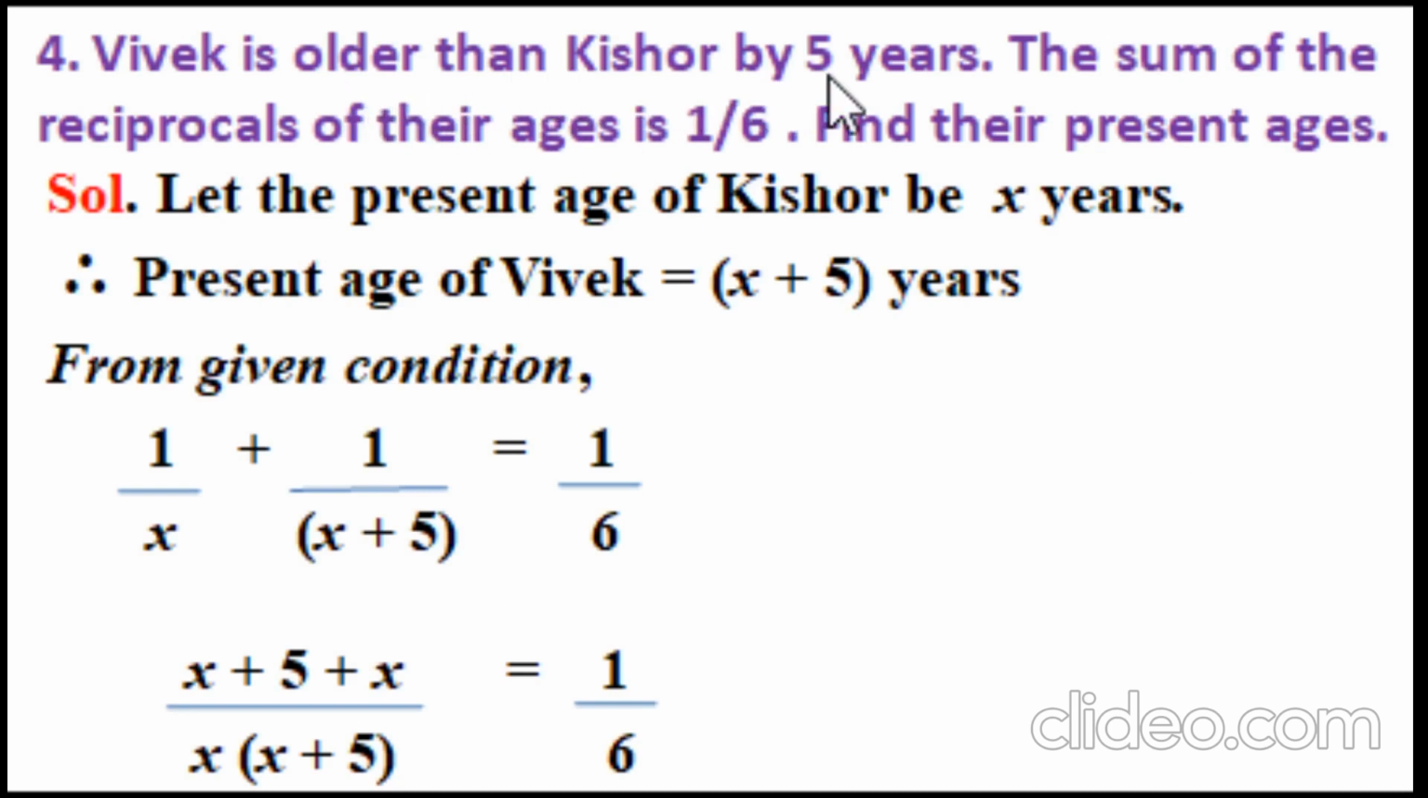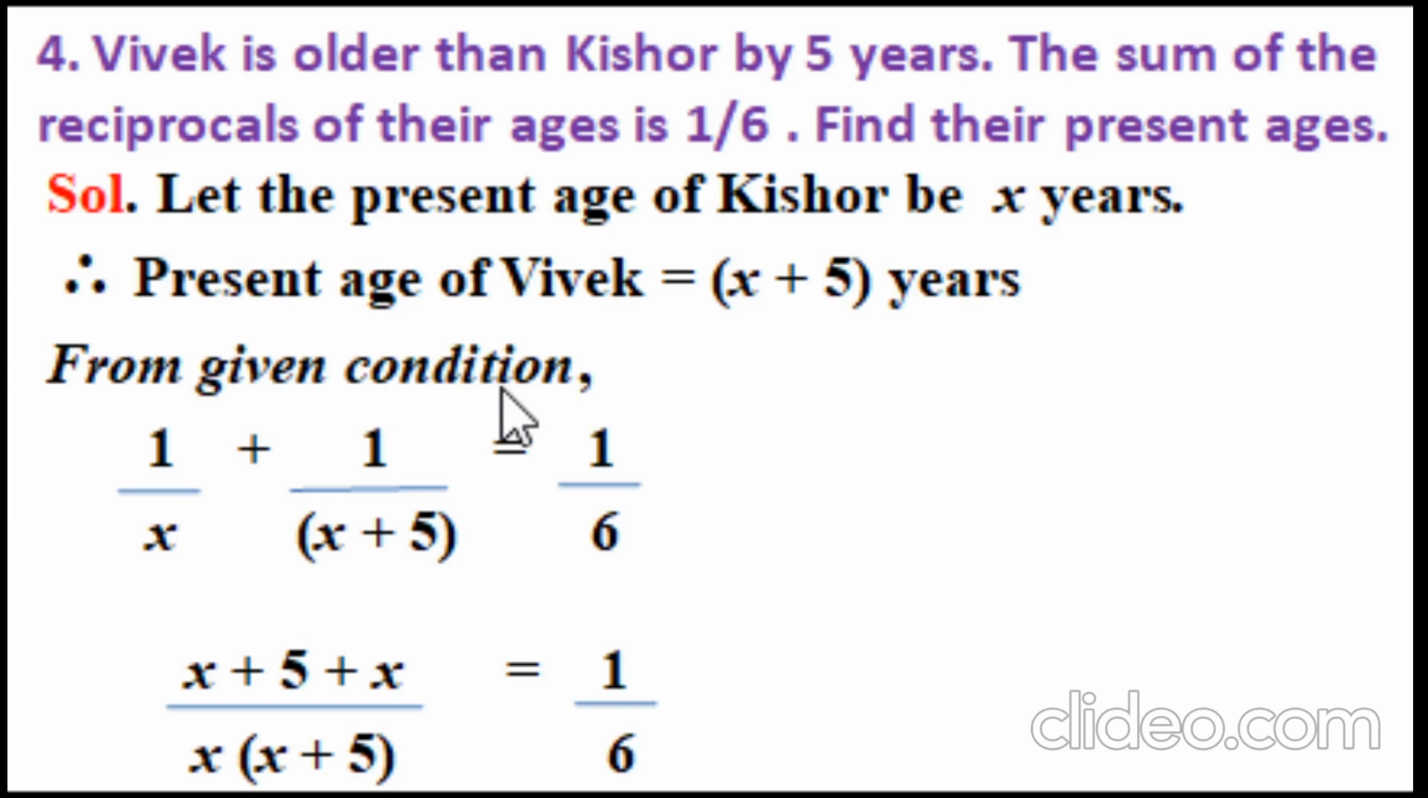Vivek is older than Kishore by 5 years. Therefore Kishore is younger. The sum of the reciprocals of their ages is 1 upon 6. Find their present ages. So let the present age of Kishore be x years. Therefore present age of Vivek is equal to x plus 5.